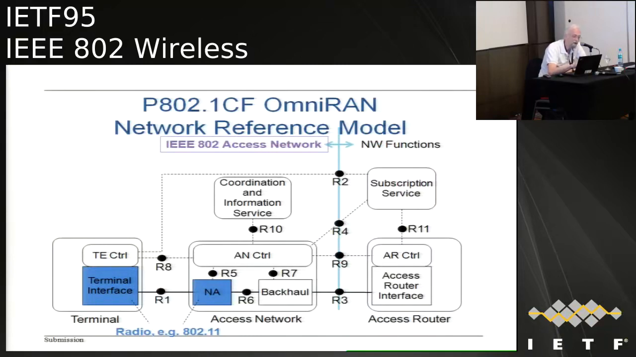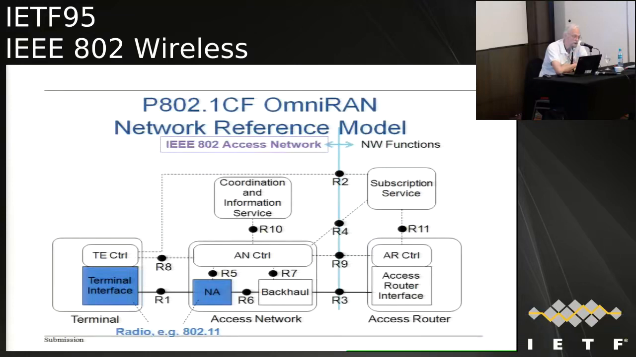NA is sort of the network access, and then down on the left, the terminal has R1, which was always the WiMAX interface, and R8, I don't know if that was WiMAX or it was added under OmniRAN. Oh, so this OmniRAN, by the way, let me say a word about that. RAN is radio access network, and OmniRAN means all the radio access networks.